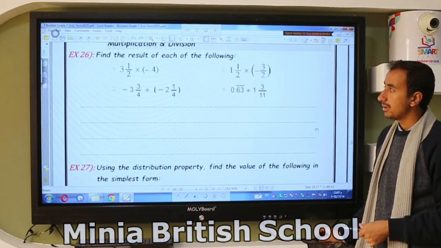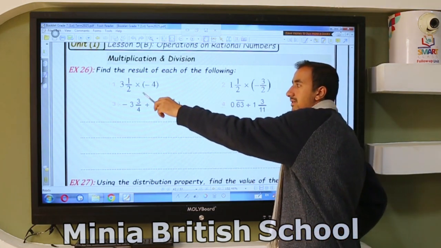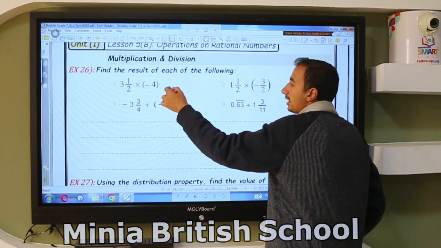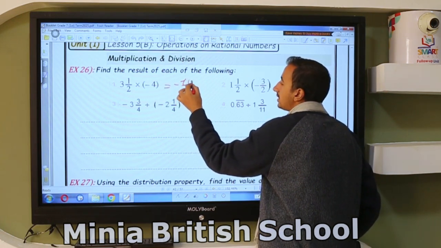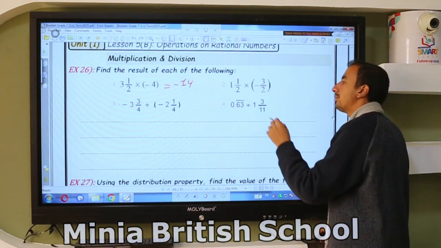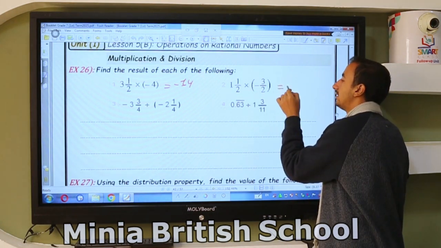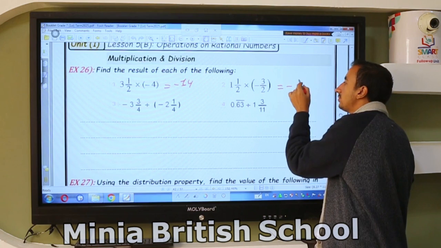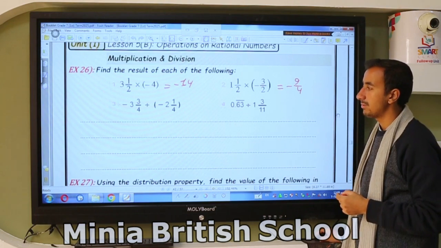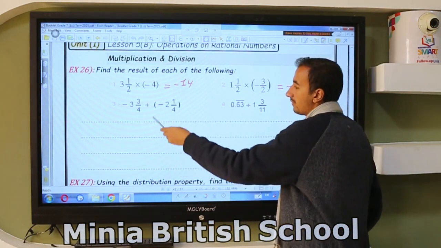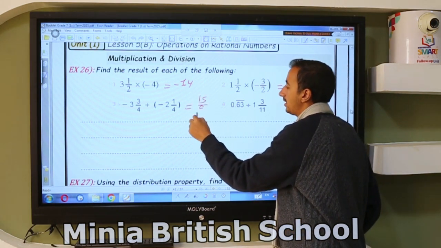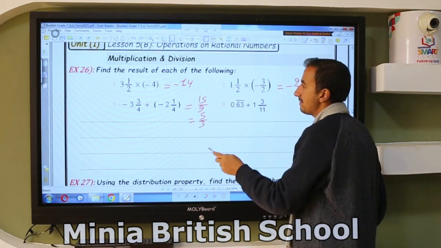In multiplication, when you multiply a positive times a negative, it will be negative. 3 and 1 over 2 times -4 will be -14. 1 and 1 over 2 times -3 over 2, positive times negative, it will be negative. 3 over 2 times 3 over 2 is 9 over 4. Okay? Negative divided by negative will be positive. Here it's the same: 15 over 4 divided by 9 over 4 means 15 over 9, which is 5 over 3 in the simplest form.